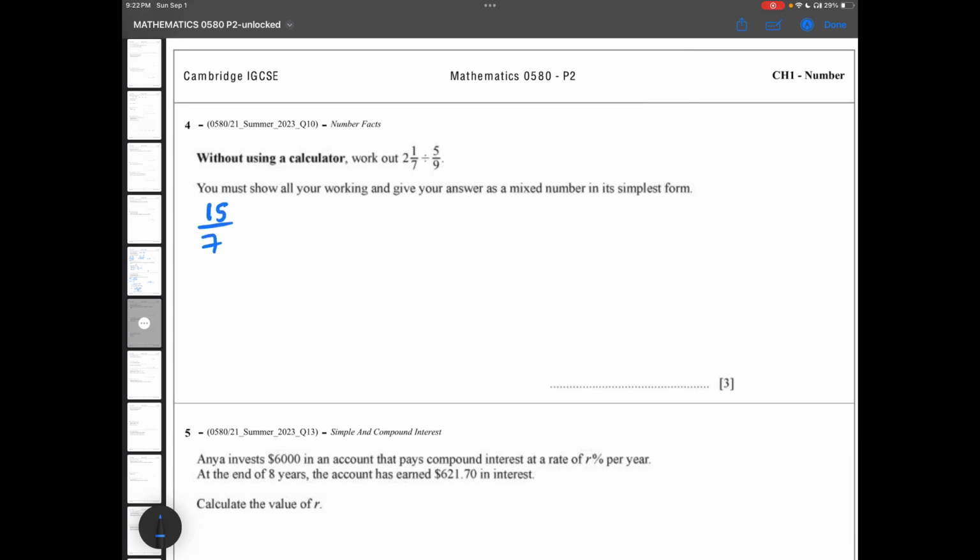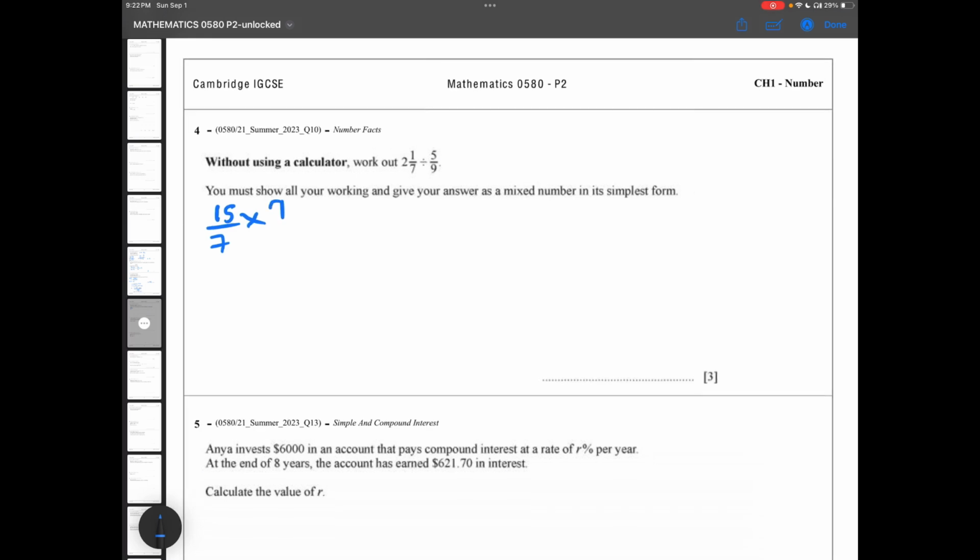15 upon 7. So whenever you get two fractions and you see a division sign between them, what you need to do is change it into a multiplication sign, and the fraction after the division sign you have to take the reciprocal of. So the reciprocal of 5 upon 9 is 9 upon 5.